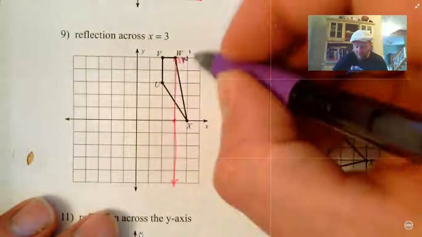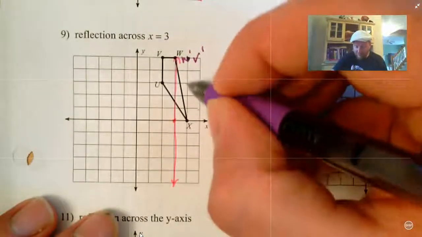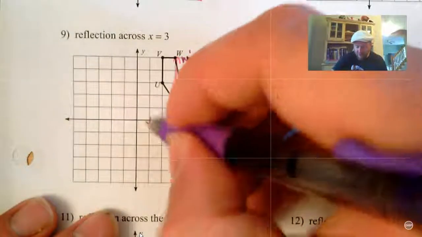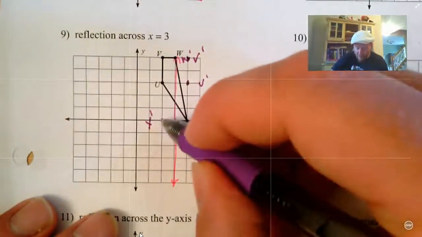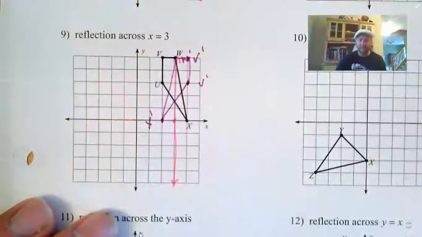V is 1 space over here. So V prime over here. U is a space, so U prime over here. X is a space, so 1 space in the other direction for X prime. And then just connect the dots. And we're done.